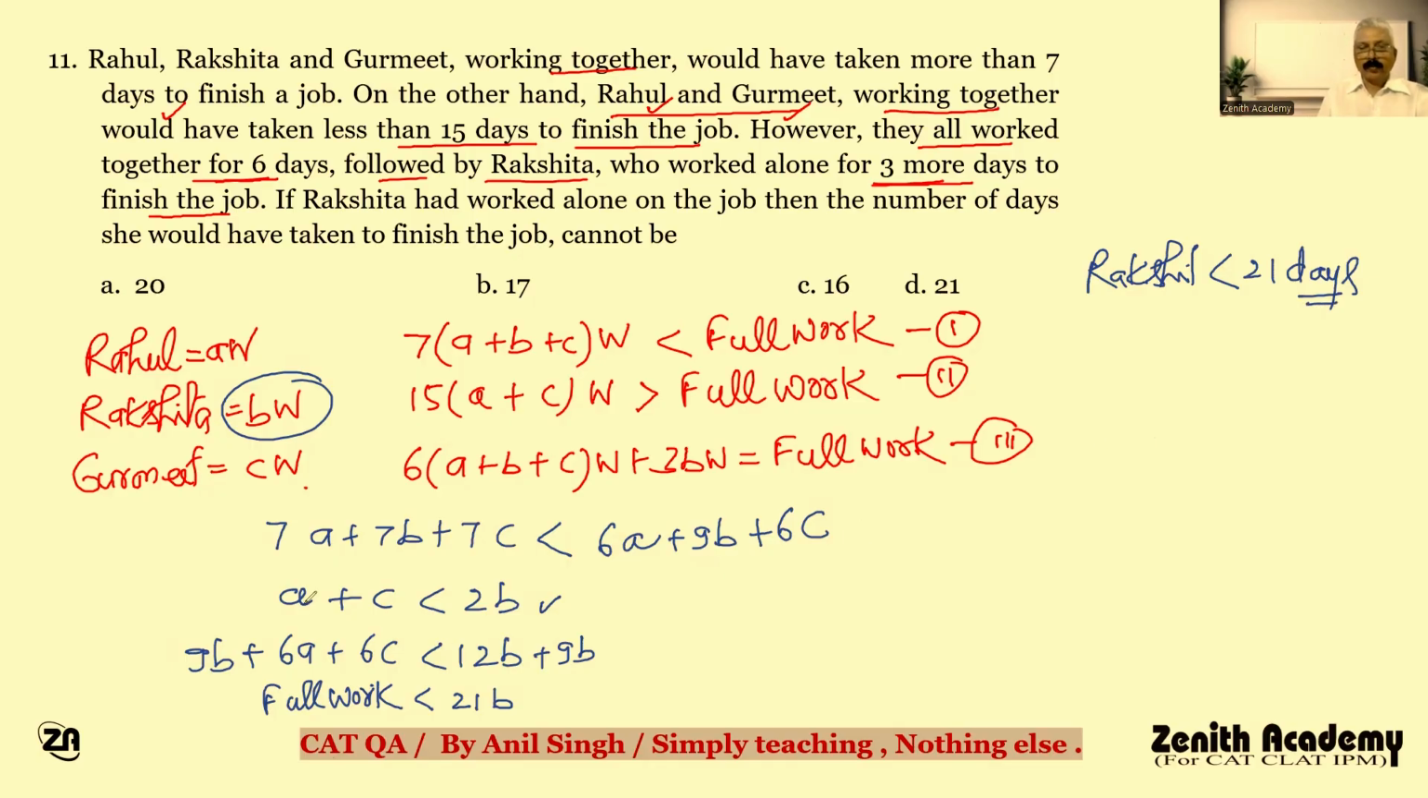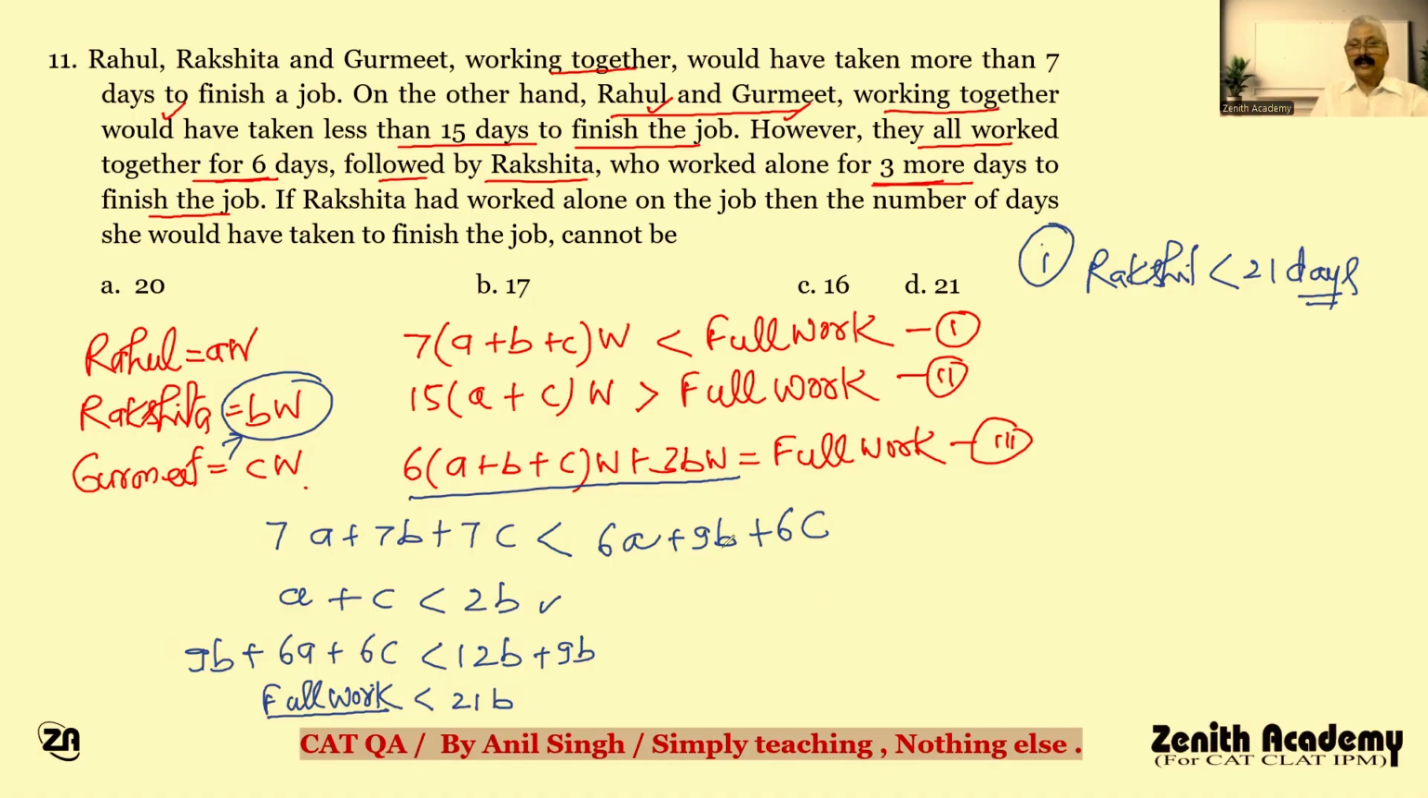Is it clear? From these two equations, if A plus C is less than 2B, I multiplied both sides by 6: 6A, 6C, 12B, and then add 9B to both sides. Then it becomes 6A plus 9B plus 6C. This is your amount of full work. So this full work is less than 12 plus 9, which is 21B. The full work is less than the 21 days work of Rakshita. So it means Rakshita will take less than 21 days to finish the whole work. This is point number 1.